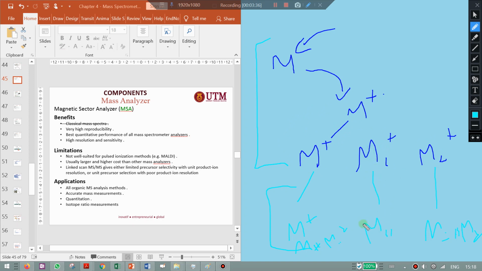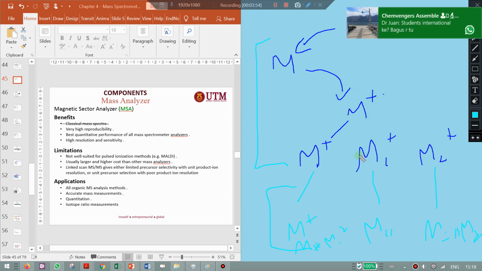Into its daughter ions. Okay, so kita akan dapat parent ions over here, dan kat bawah ni kita akan dapat daughter ions. Okay, so far I have not heard of GCMS MS/MS. Saya cuma dengar yang sampai 2 kali sahajalah. Maksudnya you dah bombard sekali, and then you bombard for another second time, okay, to get the daughter ions.